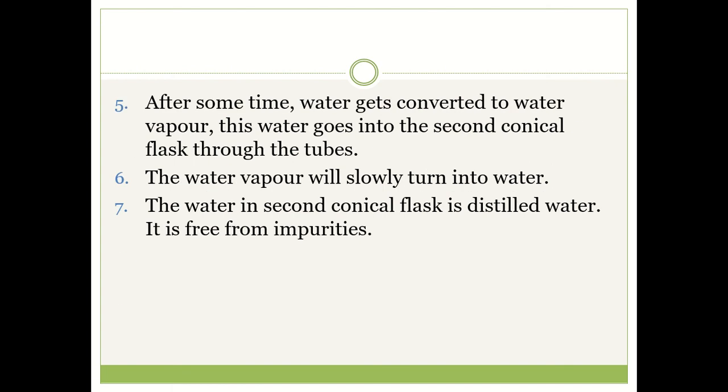After some time, water gets converted to water vapor. This water goes into the second conical flask through the tubes. The water vapor will slowly turn into water. The water in the second conical flask is distilled water. It is free from impurities.